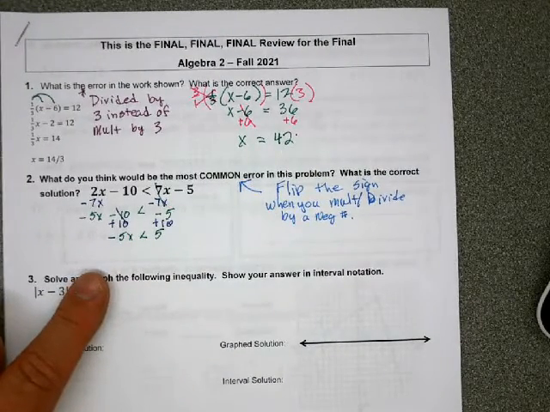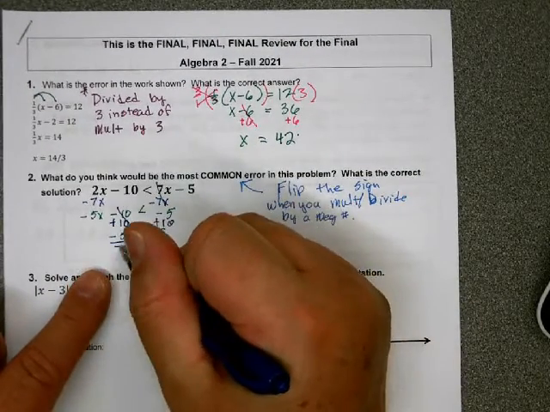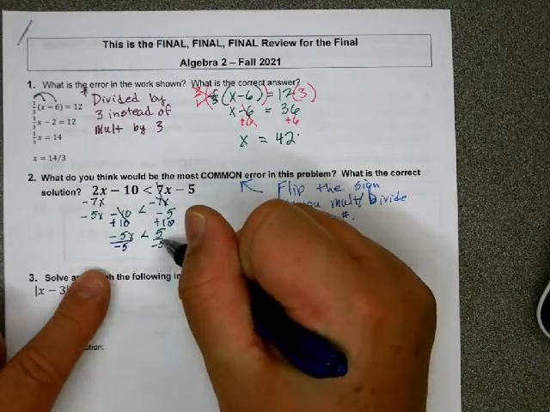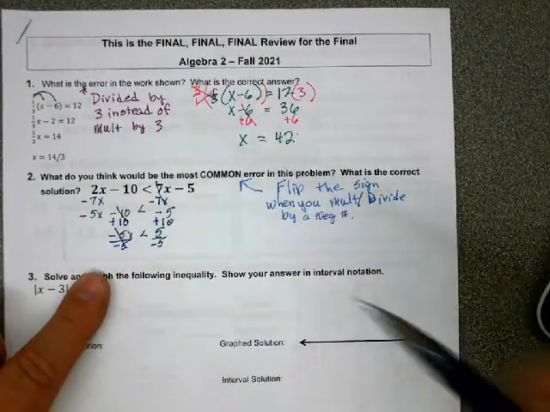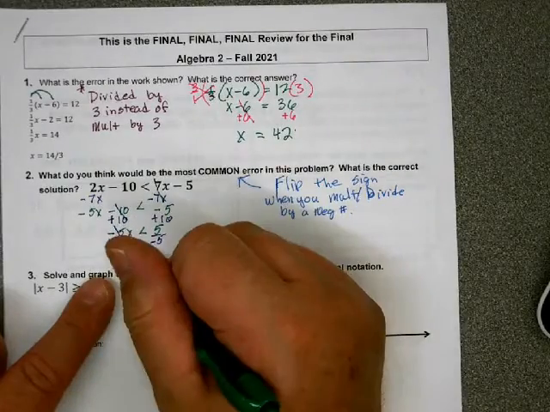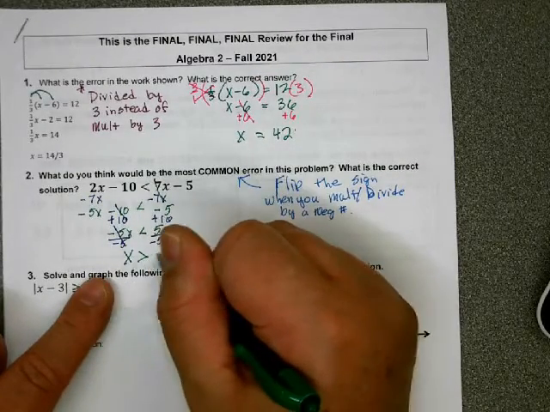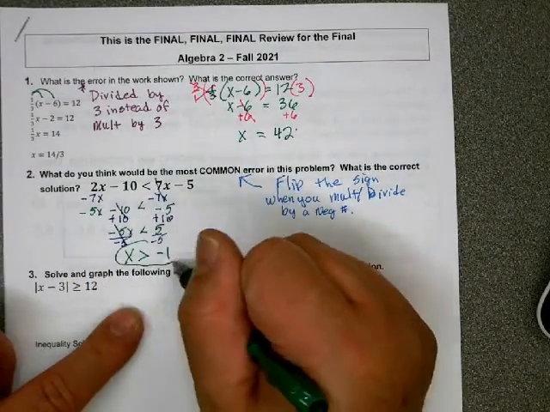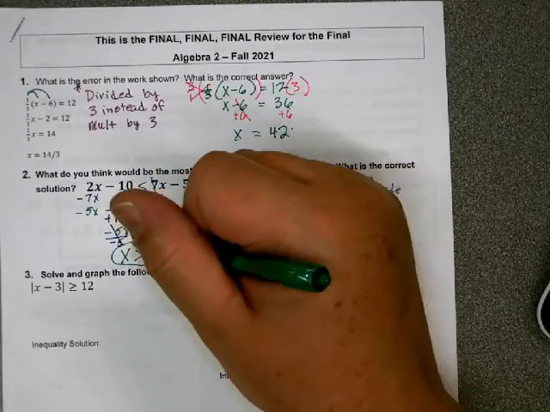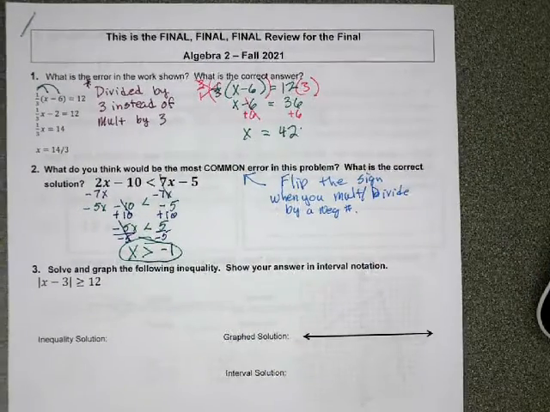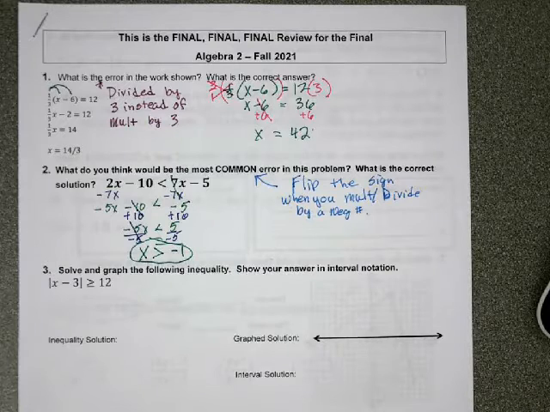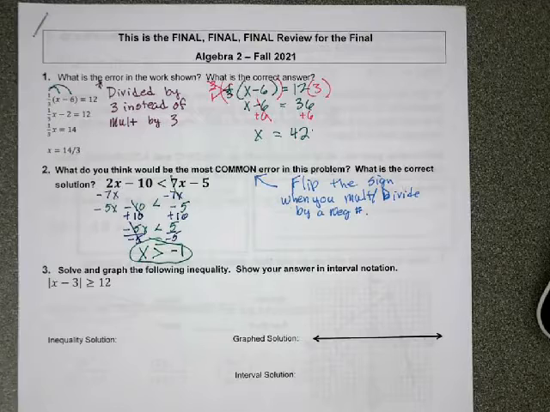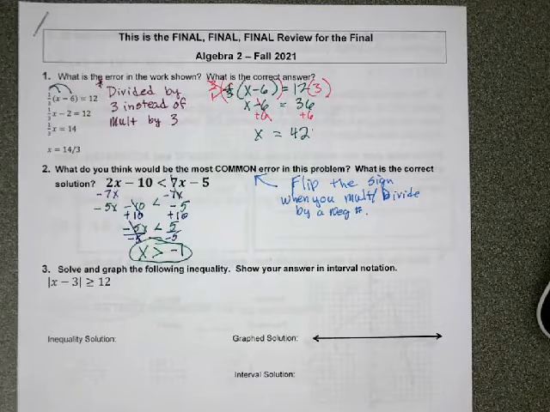Divide by the coefficient, negative 5. And this is where that common mistake comes into play. Okay, we divided by a negative number, so I'm going to have to flip my sign. Okay, 5 divided by negative 5 is negative 1. And that's number 2. You could do it the other way. It's just awkward saying it. But it's still right.